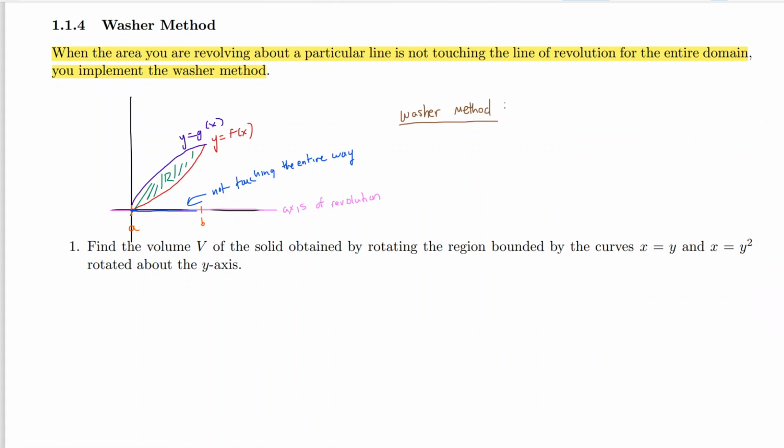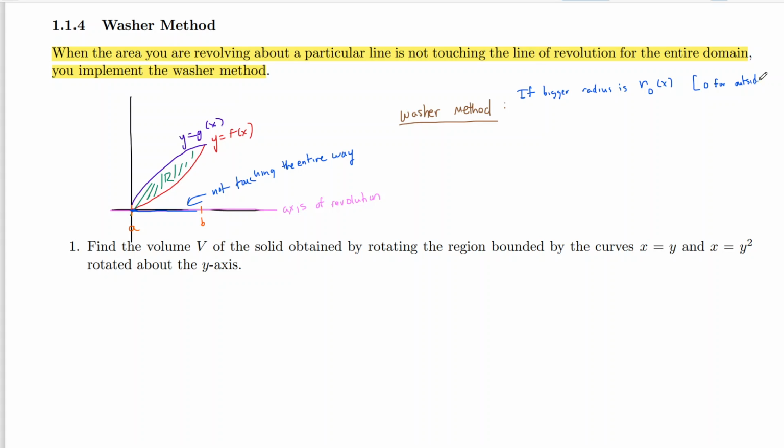Now to make sense of this, just keep that picture in mind when I write this down. So let's say for the washer method, the bigger radius is r with a subscript o of x, so its function is r o of x. The o is for outside.